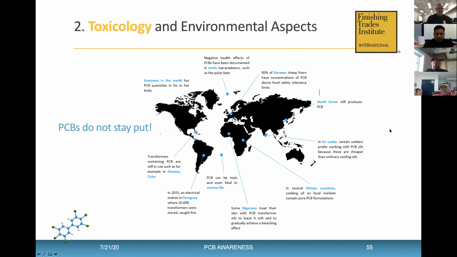In Sri Lanka, certain welders prefer working with PCB oils because these are cheaper than ordinary cooling oils. So this is just a handful of examples. All around the world, there's issues with PCBs. That's one of the reasons there is this world effort to get them all out of circulation across the globe by 2028. They are a significant environmental pollutant and toxic, and they affect humans to a great degree.